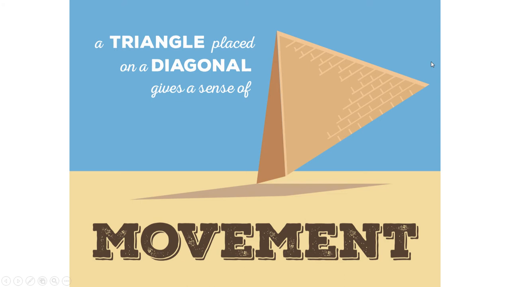A triangle placed on a diagonal gives a nice sense of movement. All right, so this one's pretty easy. We take that same triangle and we put it on the diagonal, and suddenly it looks like it's going to slam down at any given point.